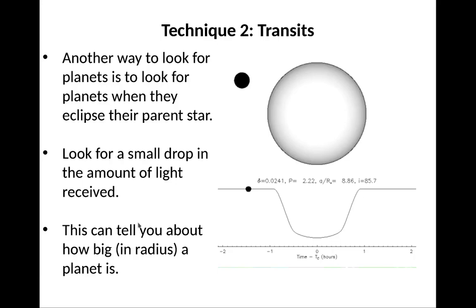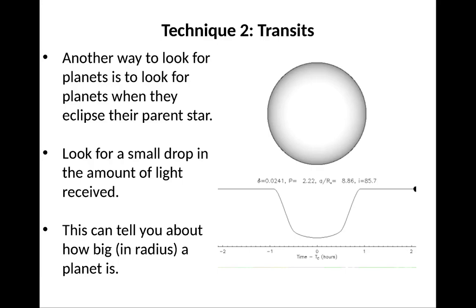Another way of looking for planets is so-called transits. Sometimes a planet will eclipse its parent star, and when that happens it creates a dip in the light of the star. The dip is very small, and it tells you about the radius of the planet. Typical dips are at most a percent or so.